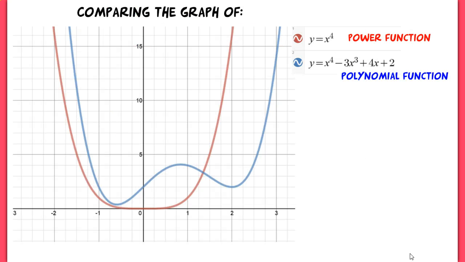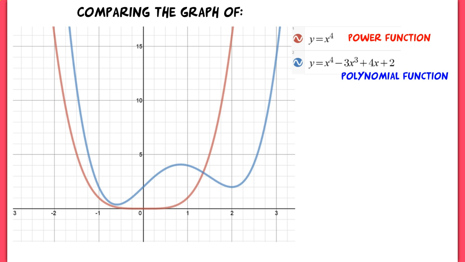So to further illustrate that third property, that the graphs of polynomial functions behave like power functions as x gets really big or really small, we're going to take a look at the graph of this power function, y equals x to the fourth, and a polynomial function, y equals x to the fourth minus 3x cubed plus 4x plus 2. So you can see from the graphs of these two functions that we're not dealing with the exact same function, right? The blue graph here has a little bit of a wobble in it when you compare it to that power function x to the fourth.